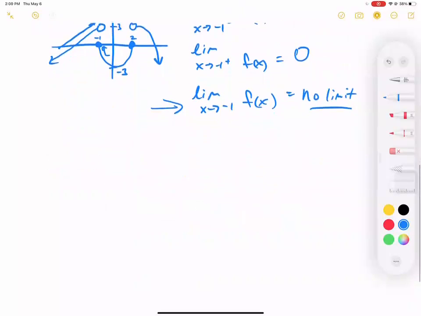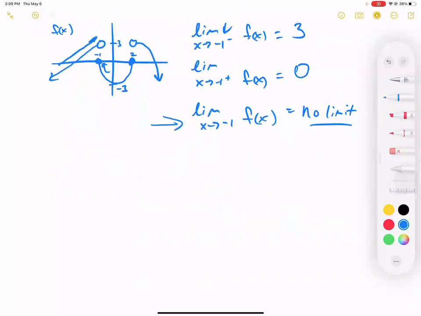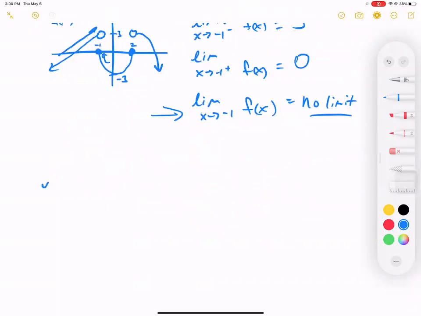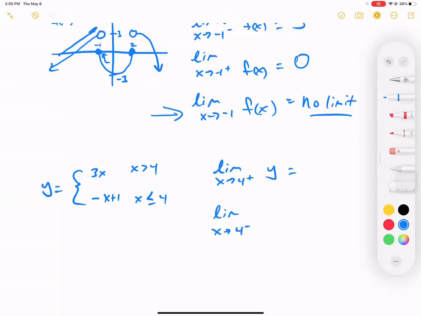Now, let's go ahead and go back to the piecewise function. If I give you this function, y is equal to 3x when x is greater than 4, and negative x plus 1 when x is less than or equal to 4. So I'm going to ask you a couple questions here. What is the limit as x approaches 4 from the right side of y? And what's the limit as x approaches 4 from the left side of y? We can call it f of x or call it y, we can call it whatever we want here. Let's see if you guys can figure out the answer without me even drawing the graph. So we did it with a graph, now we're going to do it without the graph.